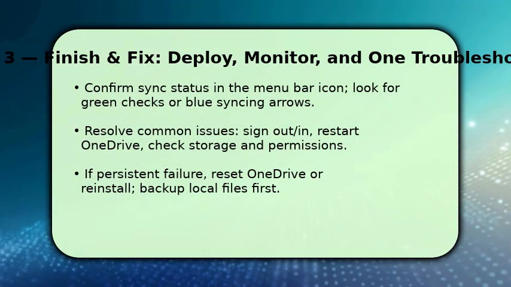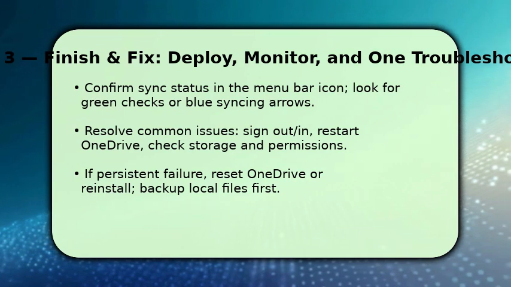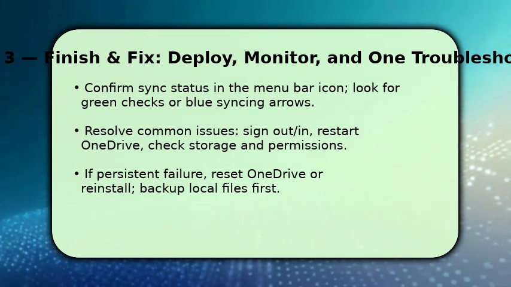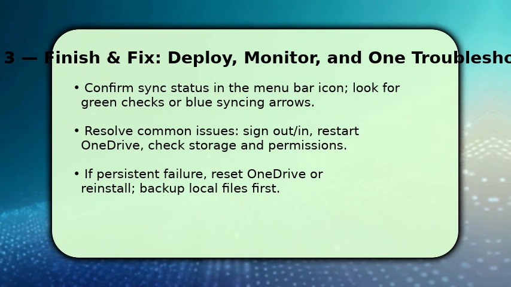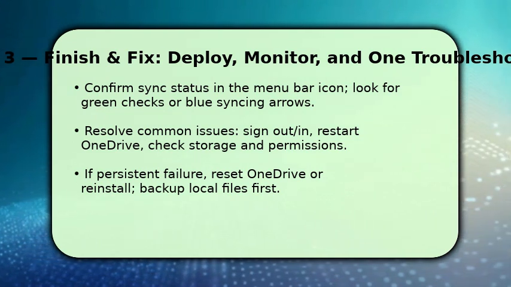To finish, verify syncing and address problems if needed. Click the menu bar OneDrive icon to view status. Green checks mean synced. Blue arrows indicate active uploads or downloads.